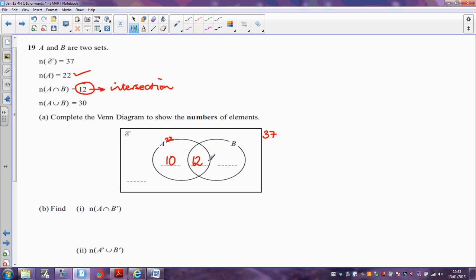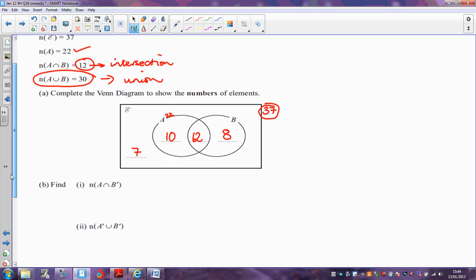I can't do anything else yet. I've used that. I've still got two regions to fill in. Let's have a look at what this means. N of A union B. So in the union of A and B, now the union means all of this. So everywhere where A and B, anything that's in A or B or both, there must be 30 items. Now altogether here I've got 22, which means I must have 8 here. So that altogether I've got 12 plus 8, well that's 20. I've got 30 elements altogether in A and B. Now if that's 30 and the universal set contains this 37, there must be 7 out here.